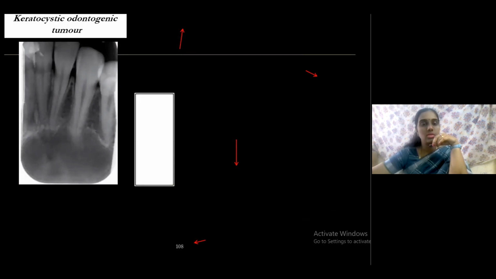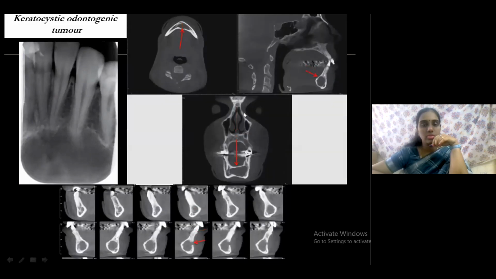Yeah, this is a case of an OKC, keratocystic odontogenic tumor. I'm just showing you the cases to differentiate between the 2D and the 3D view. So what information can you gain from a 2D radiograph, and what information can you gain from a 3D radiograph? The picture itself speaks everything.